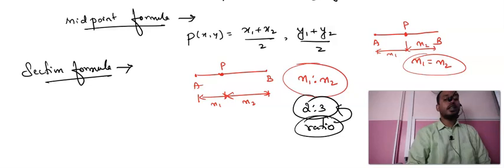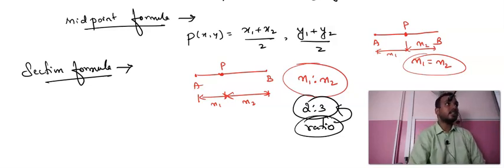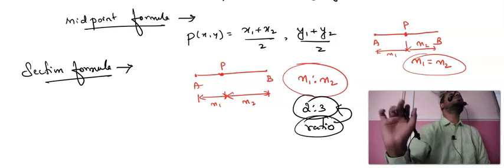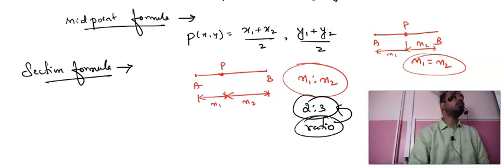Understood? If you see this condition M1 is to M2, sometimes we also call this as M is to N. CBSE students will be using M is to N instead of M1 is to M2. M is to N or M1 is to M2, both are one and the same.